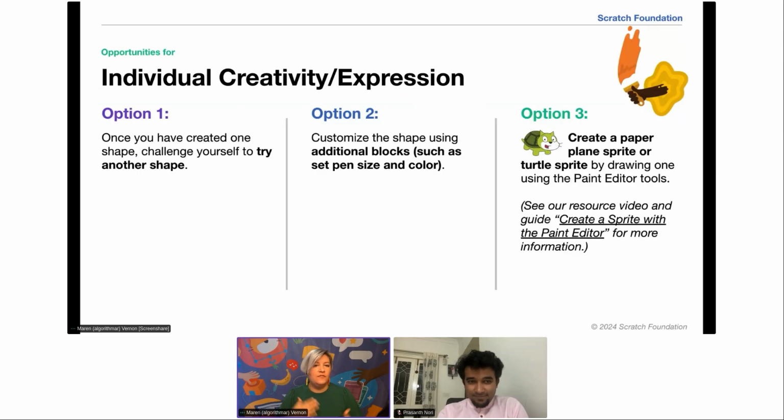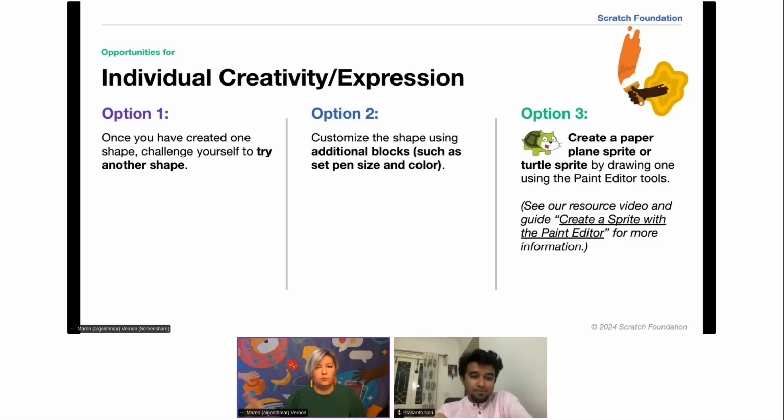And then we have really some opportunity for creative expression, even within this, right? And so once you draw the shape, maybe you try a different shape. Now, challenge yourself, try a different one, maybe one that's more complex, like an octagon or a hexagon. You could customize the shape. We can look in the block category and see blocks about pen size and pen color. How could you maybe change the color in between each stroke, right?